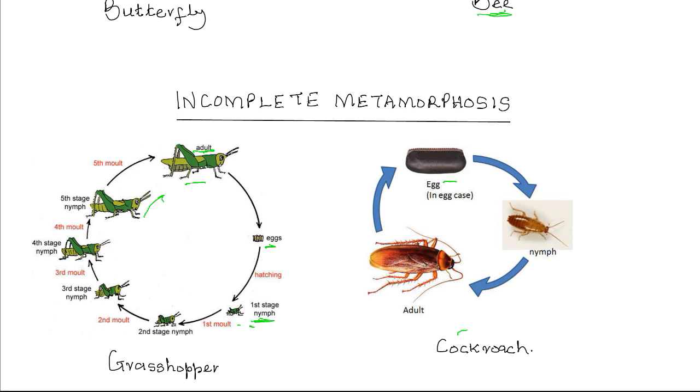The egg case, that is the ootheca, from this there are several eggs that will hatch into the nymph. Then the nymph undergoes several moltings. It goes through several instars to become the adult. The adult then lays eggs. The eggs hatch into the nymph, and the cycle continues. Examples of insects with incomplete metamorphosis include locusts, grasshoppers, and cockroaches.